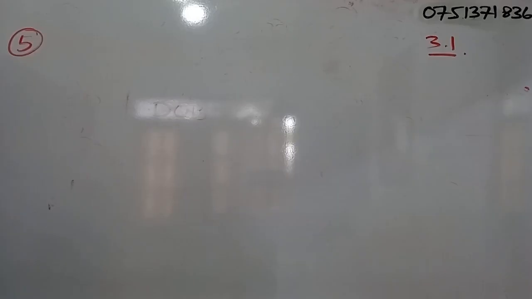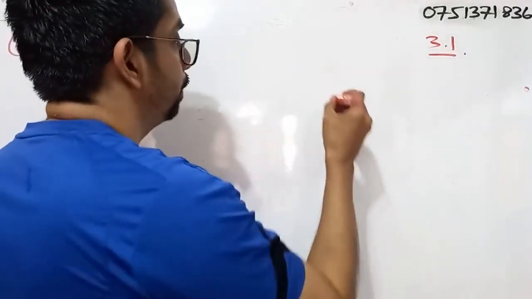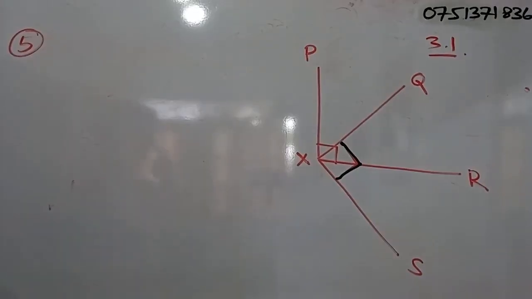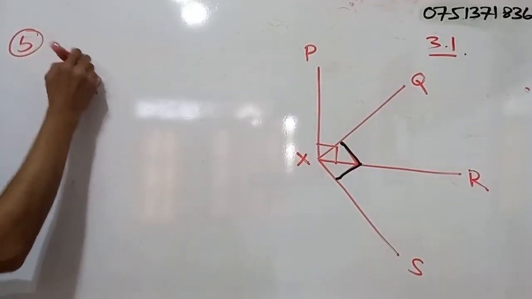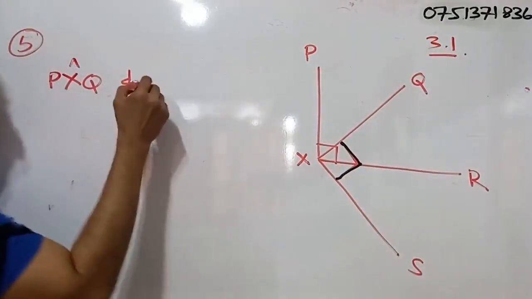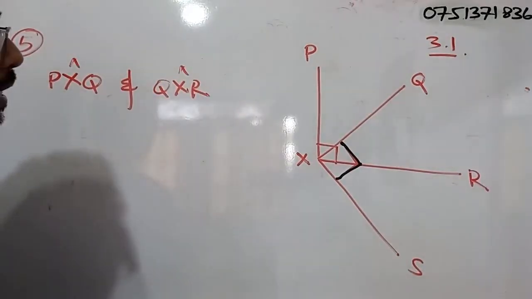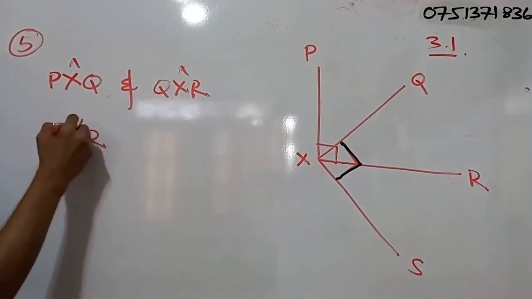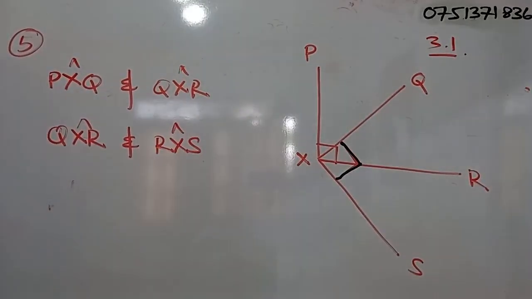Write two pairs of complementary angles according to the information marked in the given figure. So we have to write two pairs of complementary angles. PXQ angle and QXR angle, that is one pair. And the other one, QXR angle and RXS angle. So these are the two pairs of complementary angles.